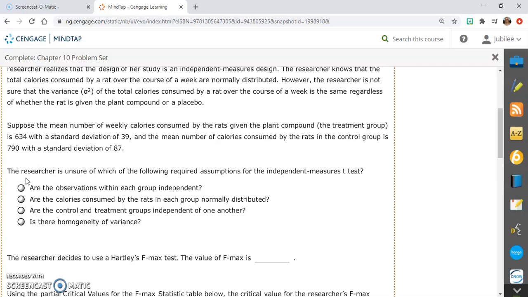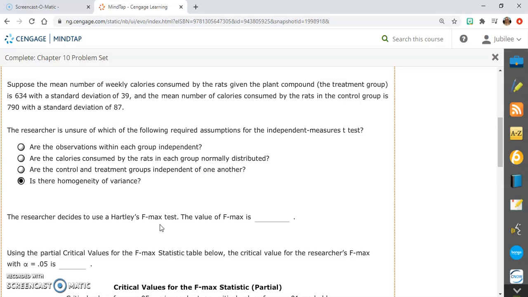Okay, so the question is, the researcher is unsure of which of the following required assumptions are here. Are the observations within each group independent? We already know they are. Are the calories consumed by each group normally distributed? Yes, we already know that. Are the groups kept independent of one another? Yes, we know that. So this is the question we don't know about. Is there homogeneity of variance? She also said that she's not sure about the variance.